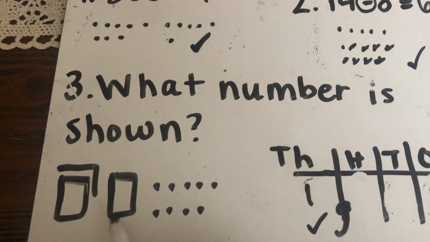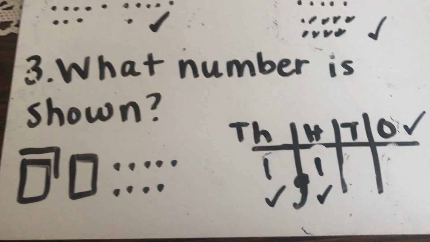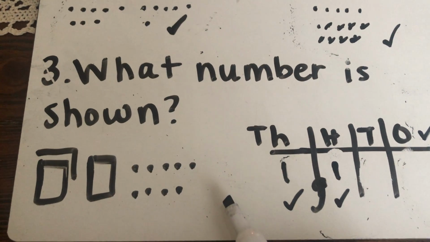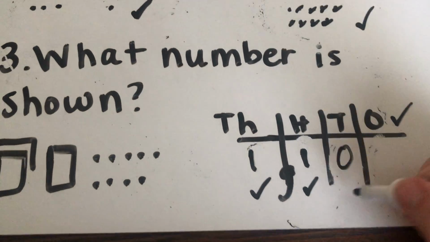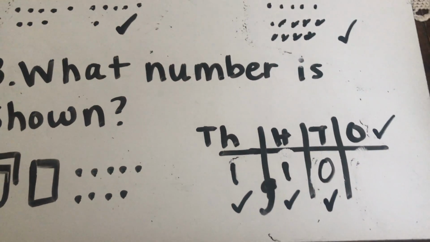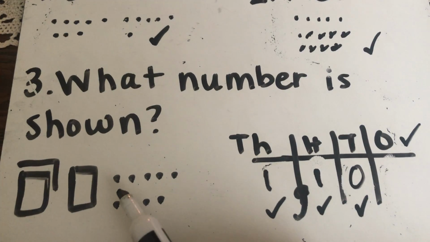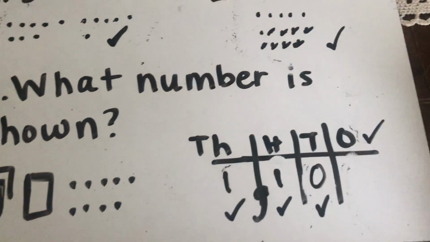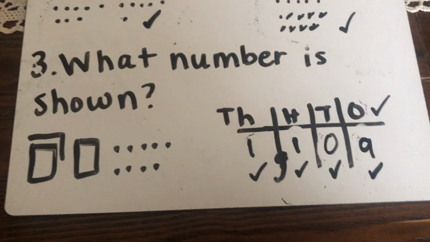And then we go on to the hundreds. How many hundreds are there? There's only 1. If you got a 1 in the hundreds place, give yourself a check. And then look, do you see any 10s? I don't see any 10s, so we're going to do a 0 in the tens place. If you got a 0 in the tens place, go ahead and give yourself a check. And then we go on to the ones place. We have 1, 2, 3, 4, 5, 6, 7, 8, 9. 9 in the ones place. If you got 9 in the ones place, give yourself a check.